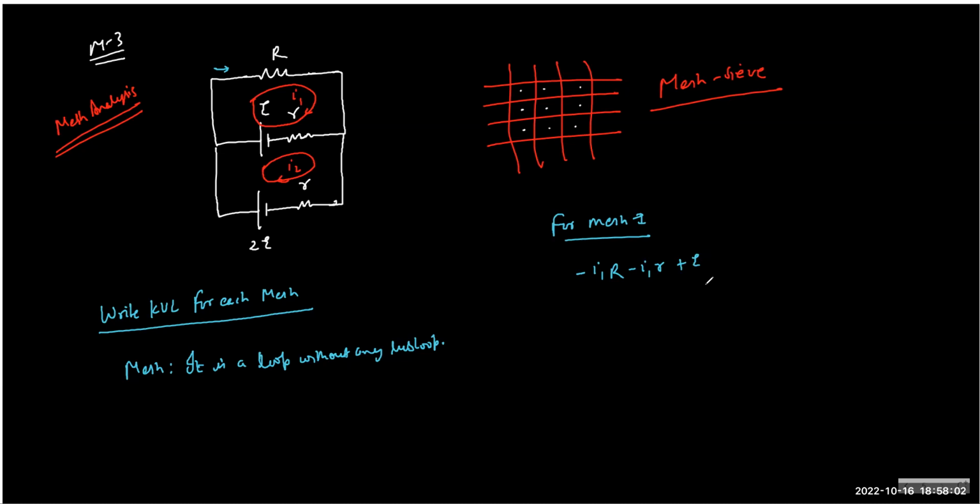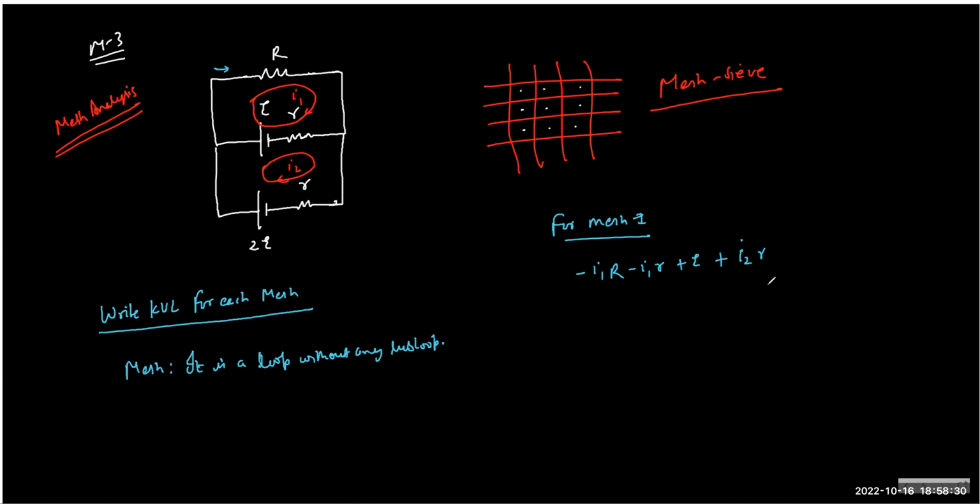Now we have to stop here. This is not complete. Why? Because there is a common branch, and that branch is also having current I2. But I2 will have the opposite direction, right? Yes. So what we do is we add I2R as an additional drop or rise. So I2 will create a rise for the given mesh 1. So I2 is coming this way, no? Opposite direction.